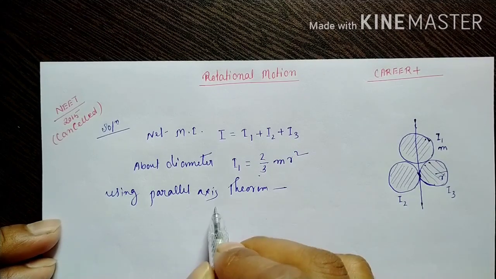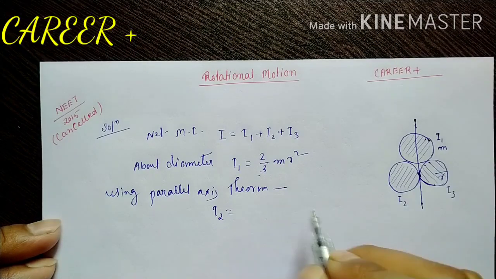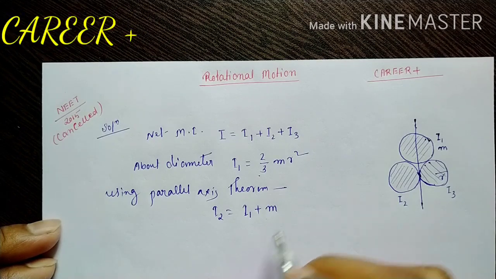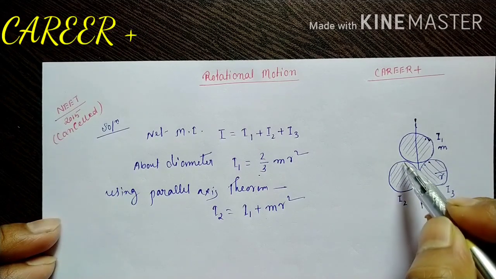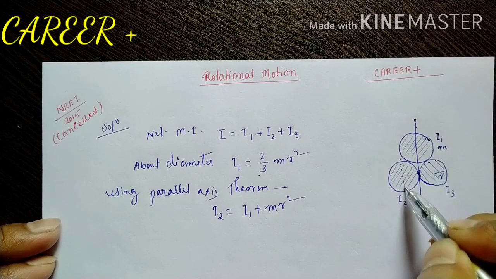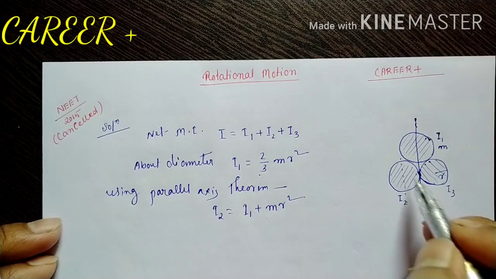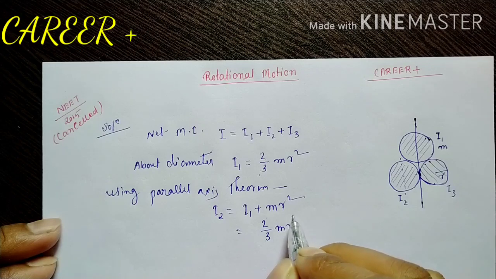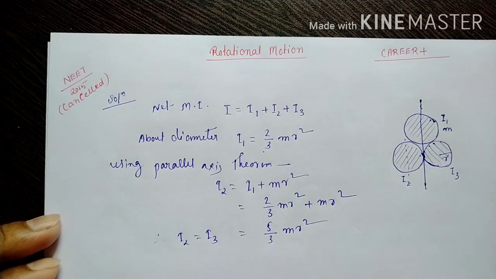Theorem, we can write I2 is equal to the moment of inertia of that cell, I1, plus m r square. That means the moment of inertia of that sphere with respect to the diameter. So if you consider a diameter, it will be this way, and then the mass of the body into the square of the distance between the two axes. So you will get the answer 2/3 m r square plus m r square. Therefore the same for I3 also. So I2 and I3 are equal to that one.